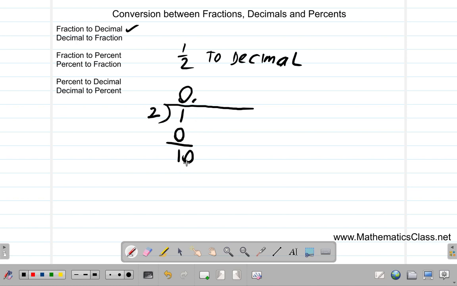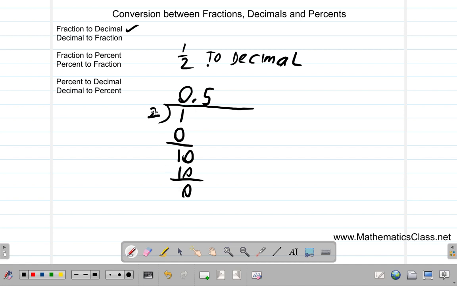2 into 10 goes 5 times. You have 5 2's in a 10. So you say 2 into 10 goes 5 times. 5 multiplied by 2 is 10. So you write this 10 under here. So 10 minus 10 is 0. You know, make no sense to continue.